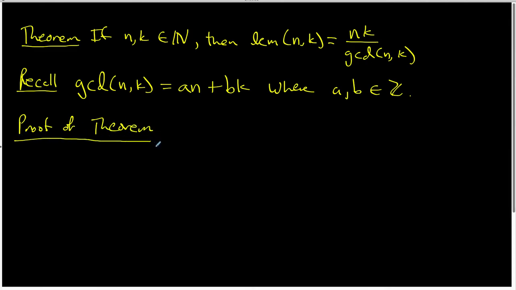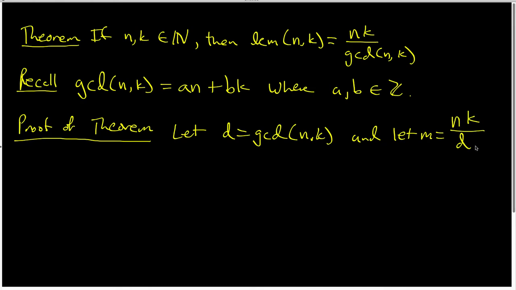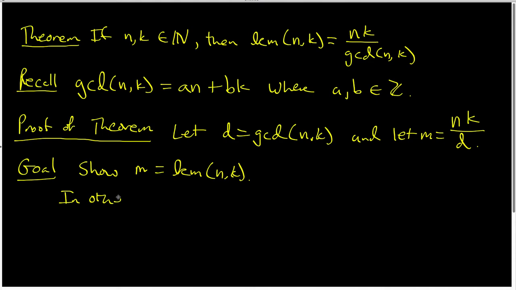well, what I'm going to do is I want to start by letting d be the GCD of n and k, because I don't want to have to keep writing out the full GCD of n and k all of the time. And I also want to let m be n times k divided by d. And my goal in my proof is to show that m is indeed the least common multiple of n and k.